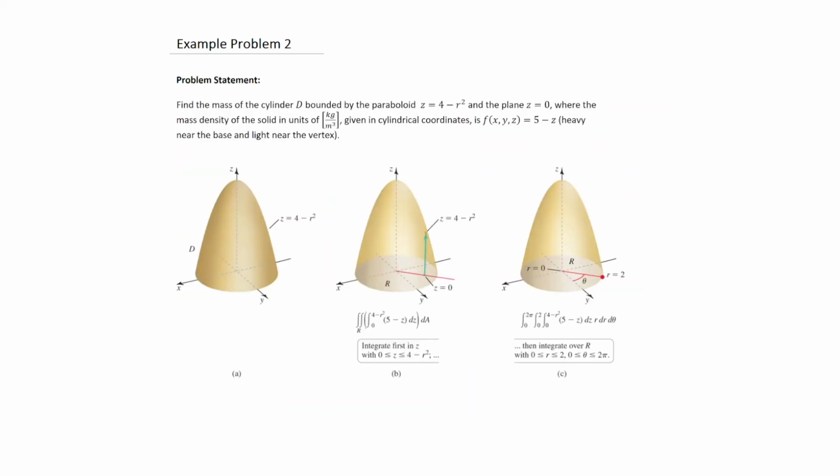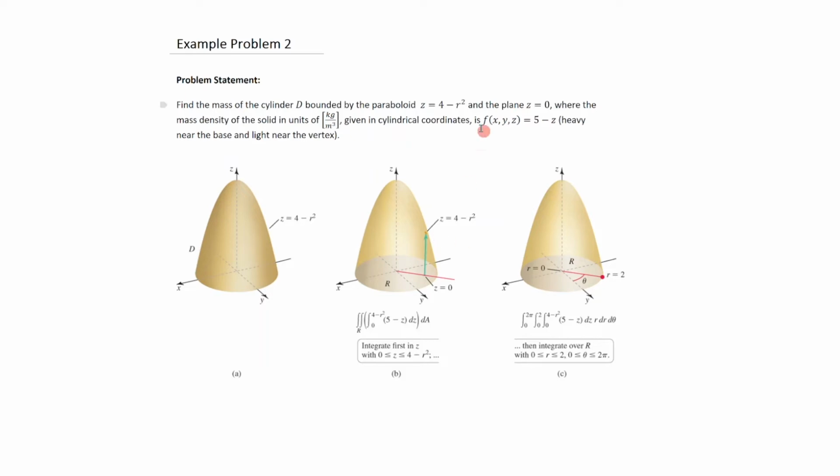All right, so let's look at a second problem. This is to find the mass of the solid D bounded by the paraboloid z equals 4 minus r squared and the plane z equals 0, where the mass density of the solid in units of kilograms per cubic meter, given in cylindrical coordinates, is 5 minus z, which means we're dealing with an object which is heavy near the base and light near the vertex, that is, near the top.